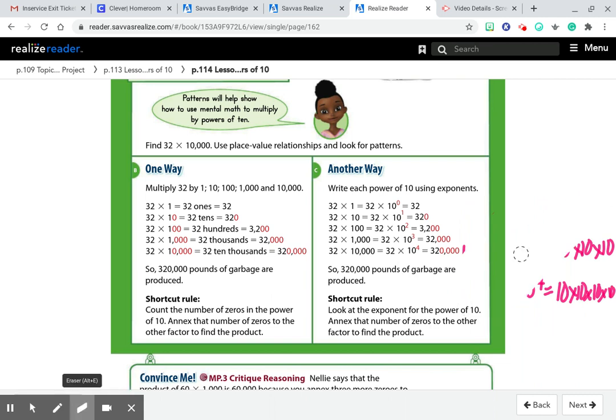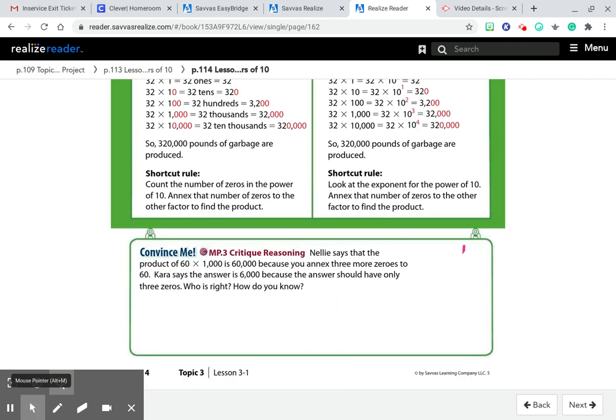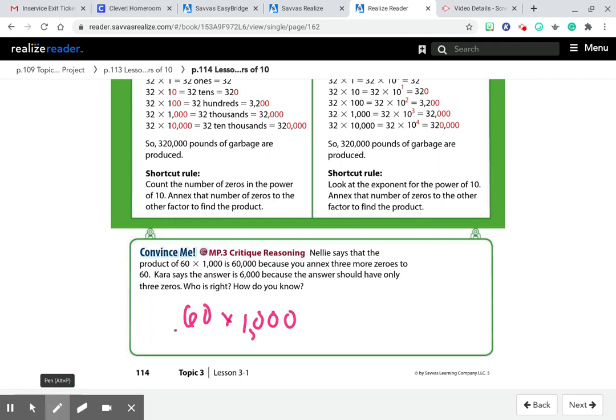So that's a little review of exponents, and that will help you. Place value is very important when we're doing multiplication. You have to make sure you have everything in the right place or your numbers don't work. Nellie says that the product of 60 times 1,000 is 60,000 because you annex 3 more zeros to 60. Kara says the answer is 6,000 because the answer should have only 3 zeros. And that's what I was talking about earlier. Be careful. Remember, using the distributive property, in this case, 60 times 1,000, I'm doing 60 times 1. So in solving a simpler problem, 60 times 1 is 60. And then I'm annexing 3 zeros.